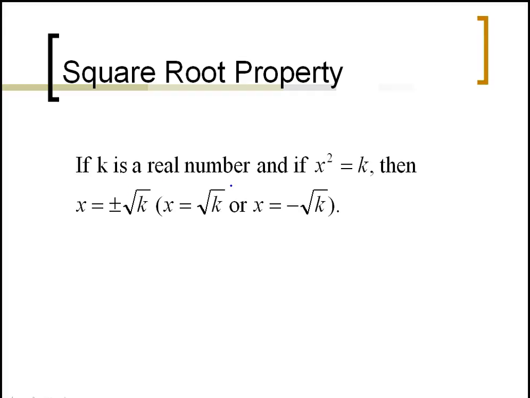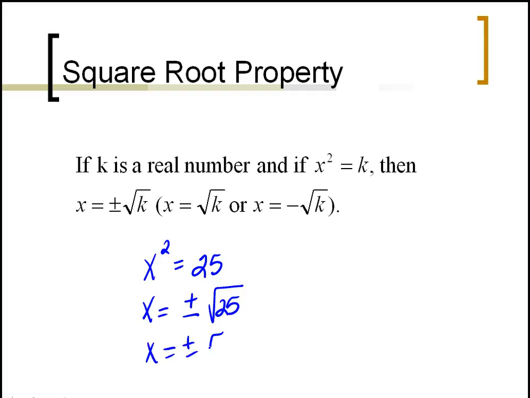If k is a real number, and if x squared is equal to k, then x is going to be equal to plus or minus the square root of k. Or you can write them separately, x is equal to the square root of k, or x is equal to the negative square root of k. So like the equation that we had just before, x squared is equal to 25, to apply this property, we would say that x is equal to plus or minus the square root of 25, which gives us plus or minus 5.